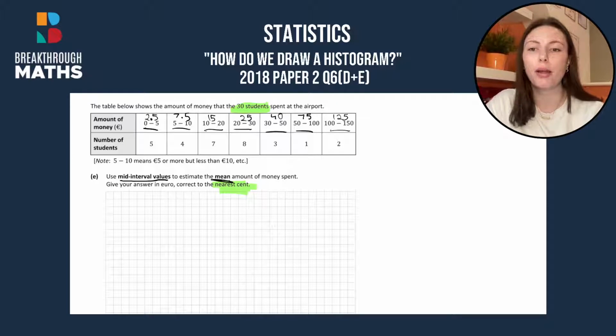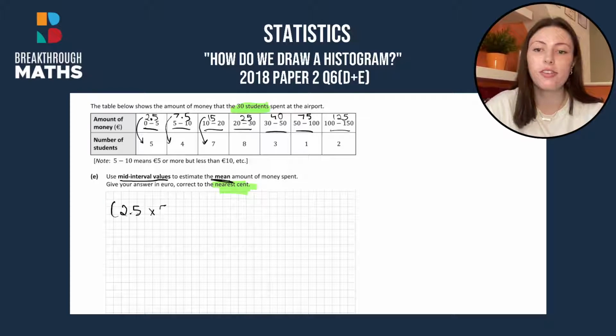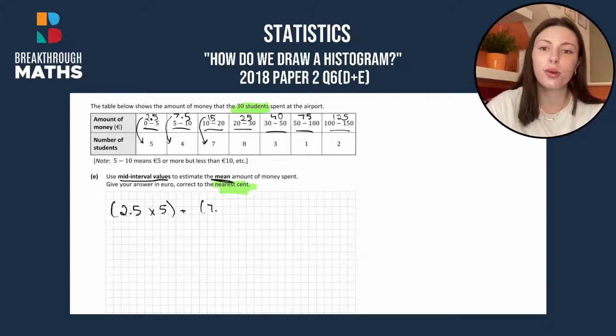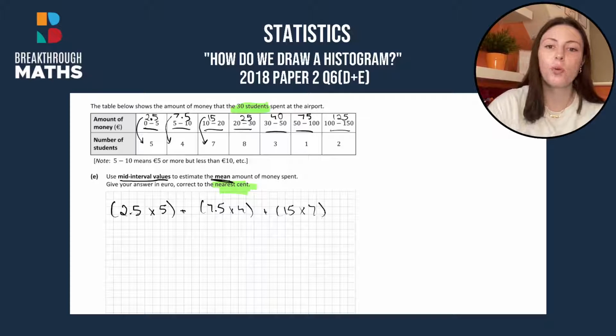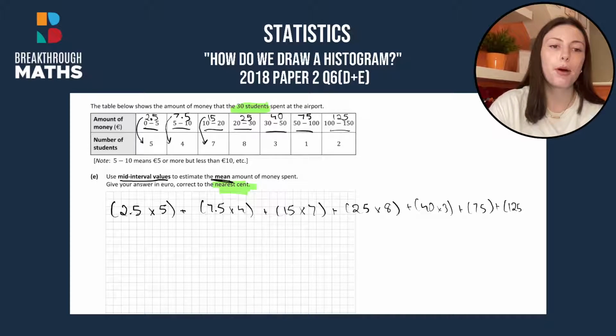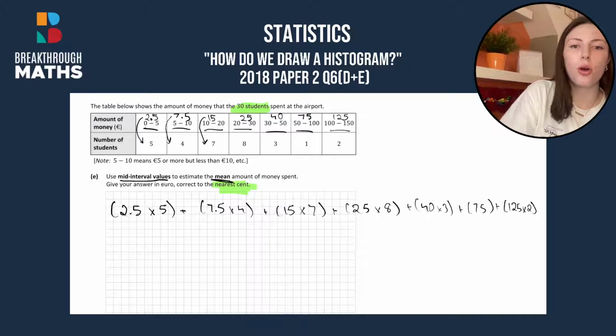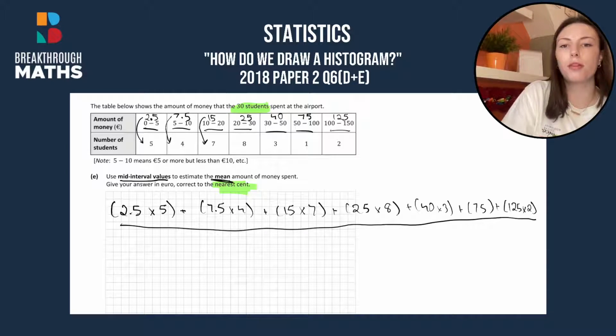So now that we've the halfway points for each interval, we multiply it by the frequency, so the number of students. So we'll have 2.5 by 5 plus 7.5 by 4. We'll have 15 by 7. We have 25 by 8. We have 40 by 3. We have 75 by 1, so just 75, plus 125 by 2. And then we add them all up and we divide by our total number of students. So we're told there's 30 students in total.